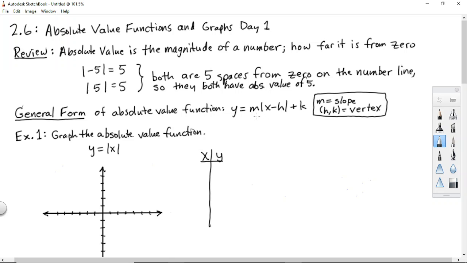M is the slope. Okay, and the point (h, k) is the vertex. So the h comes from this number that's subtracted from x inside the absolute value bars, and the k is added outside the bars, and (h, k) is the vertex of the graph. So let's take a look.